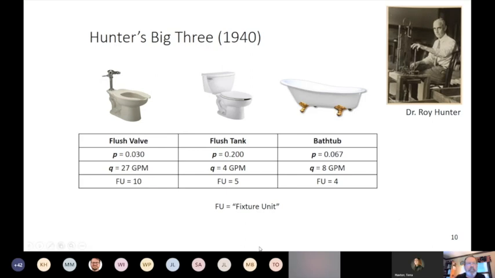And you'll notice here that he was able, from measurements in the field, to get estimates of P values. For example, a 3% chance that a flush valve would be on during the peak use, and it ran at a rate of 27 GPM. So we managed to obtain these values for these three fixtures, and also included an intriguing metric here called the fixture unit, kind of a mysterious thing. And in a minute, we're going to see why he was compelled to include something called a fixture unit.